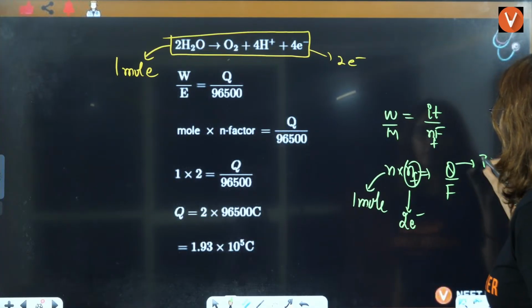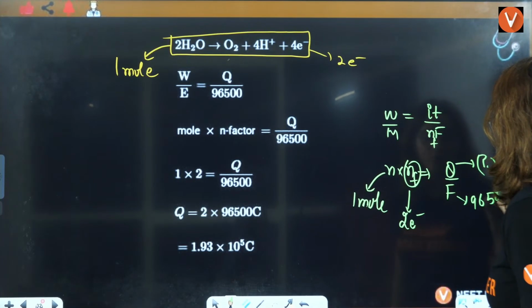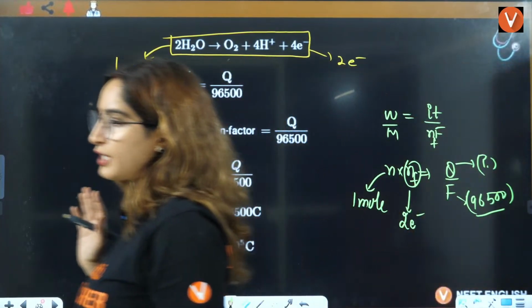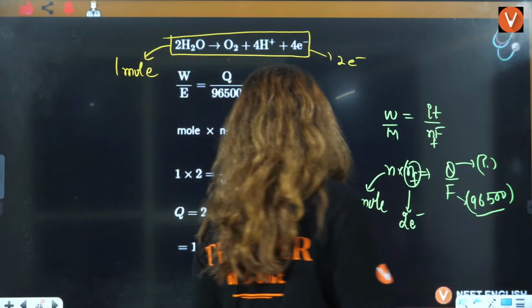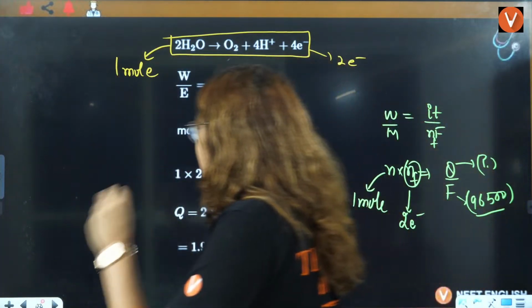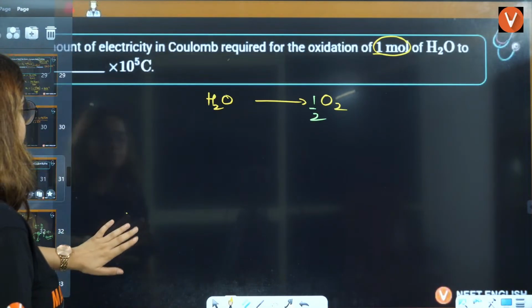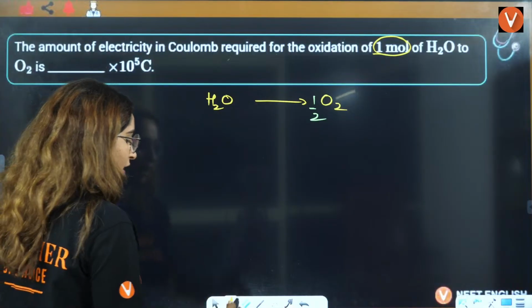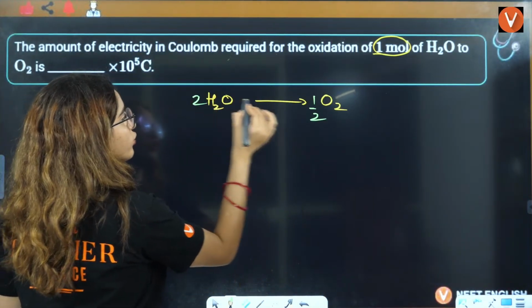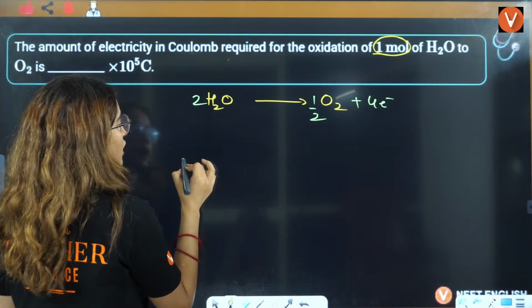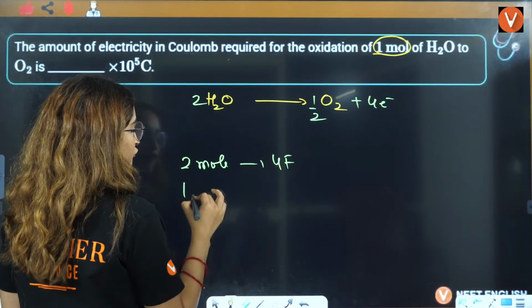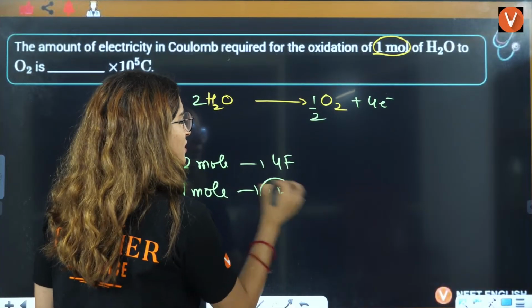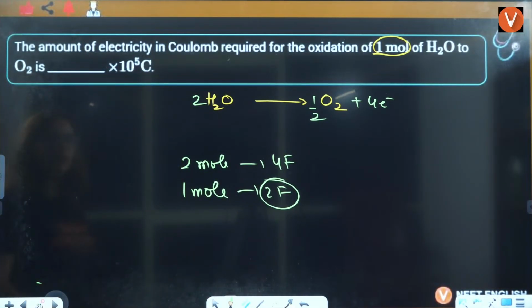This charge you have to calculate, Faraday is given to be 96500. So easily you can answer this, just put all the values and you will get your answer. This is the traditional way of solving it, or you can simply apply this method: for 2 moles you have 4 electrons. 4 electrons means 4 Faraday. For 1 mole you will have 2 Faraday. Simple answer, right? So the answer will be 2 Faraday.